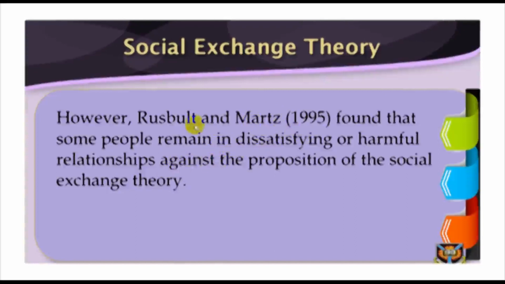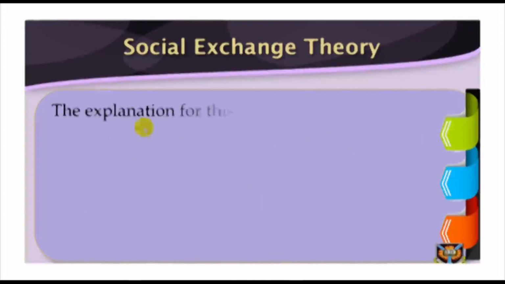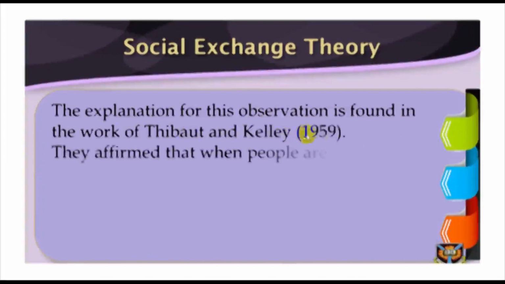However, Rusbult and Martz, 1995, found that some people remain in dissatisfying or even harmful relationships, against the proposition of the social exchange theory. What can be responsible for this? The explanation for this observation is found in the work of Thibaut and Kelley, 1959.